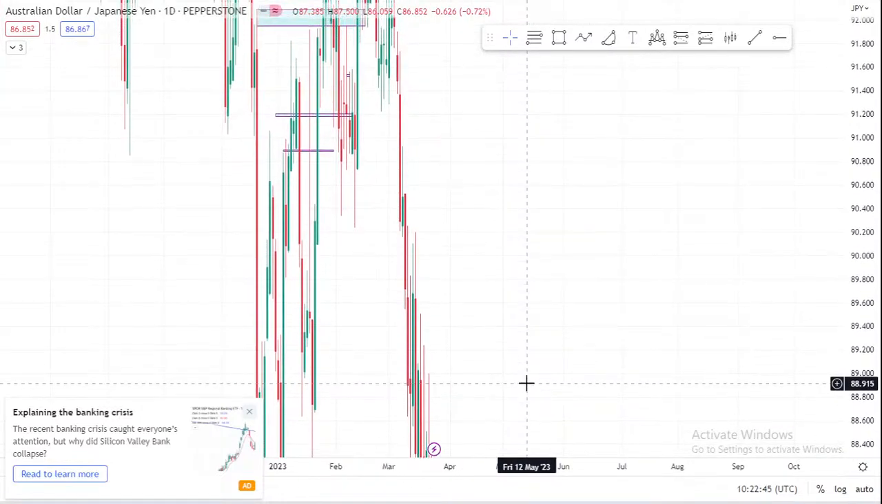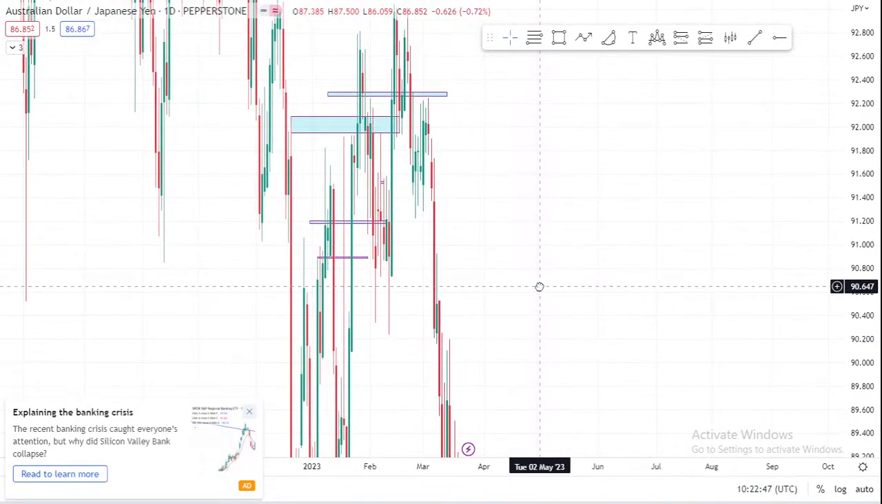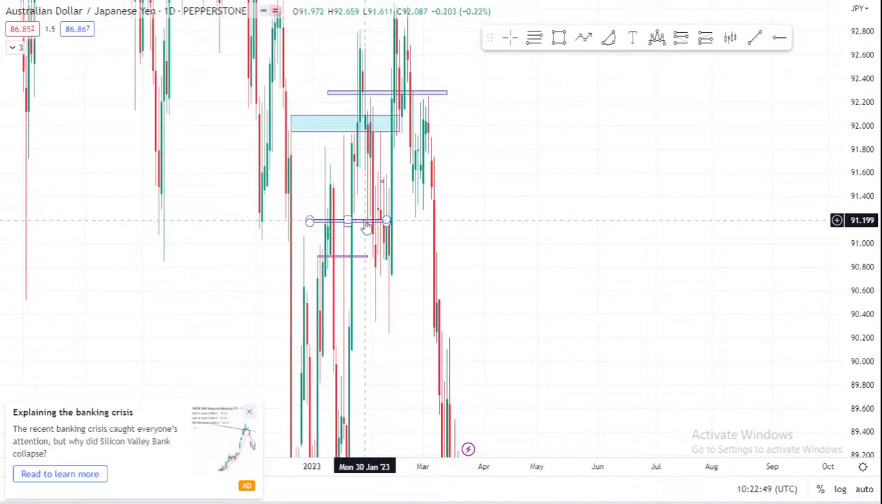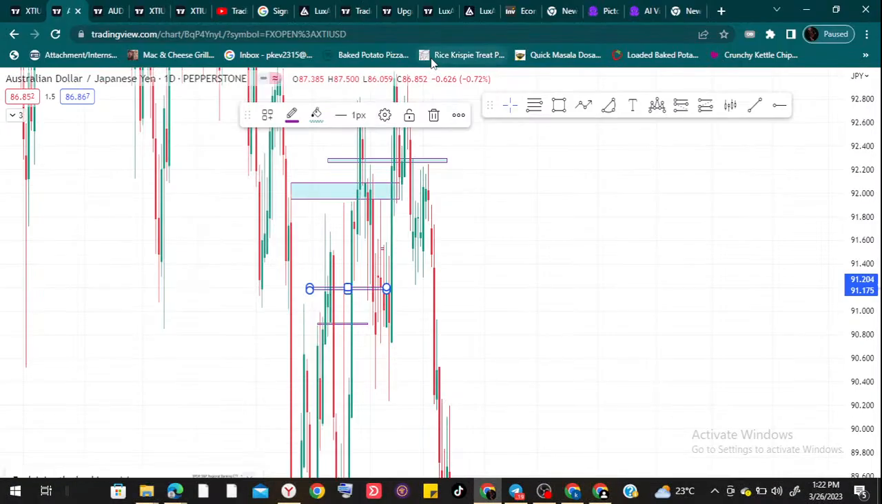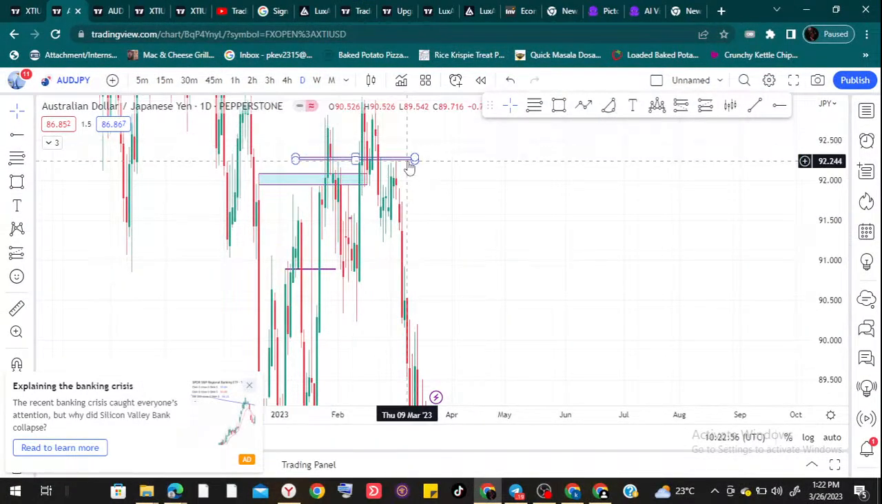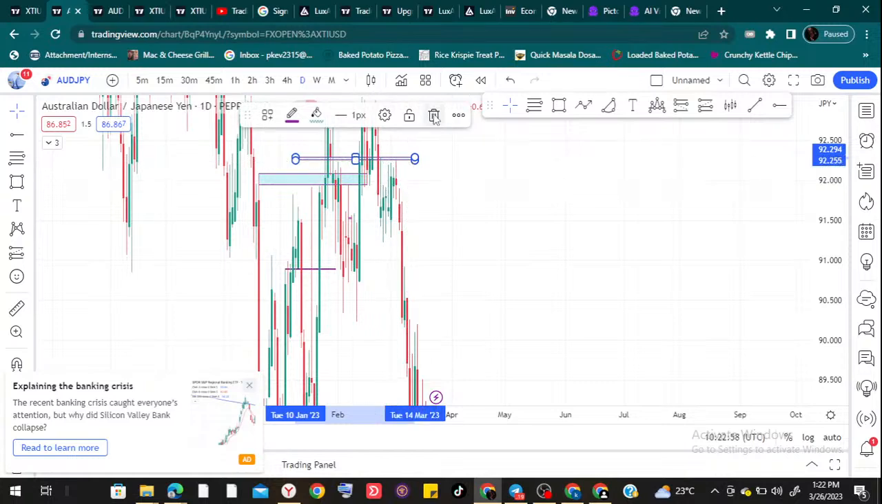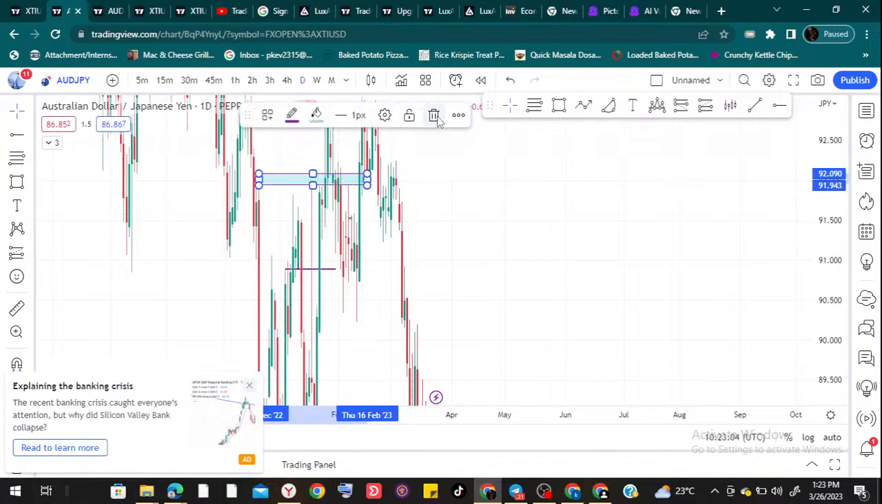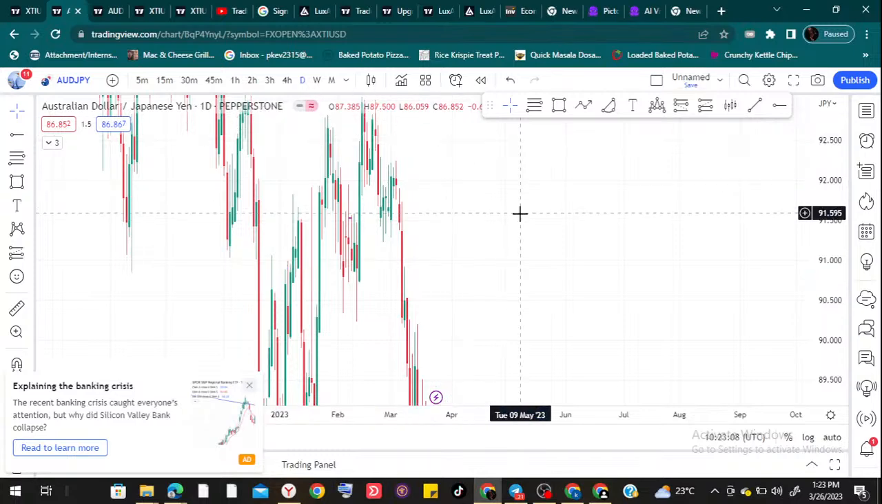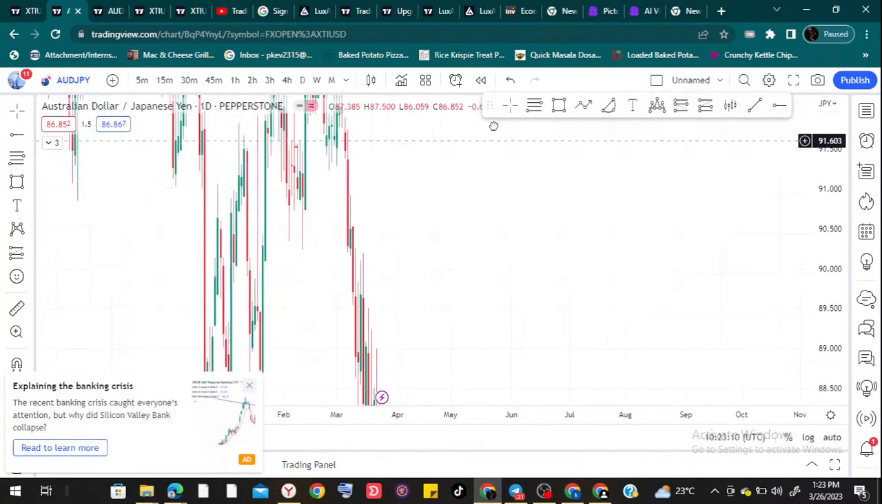So this is our 1 day time frame, and that's why you can see all these. So let me just delete these drawings. I don't want to confuse anyone. Okay, so this was our daily time frame.